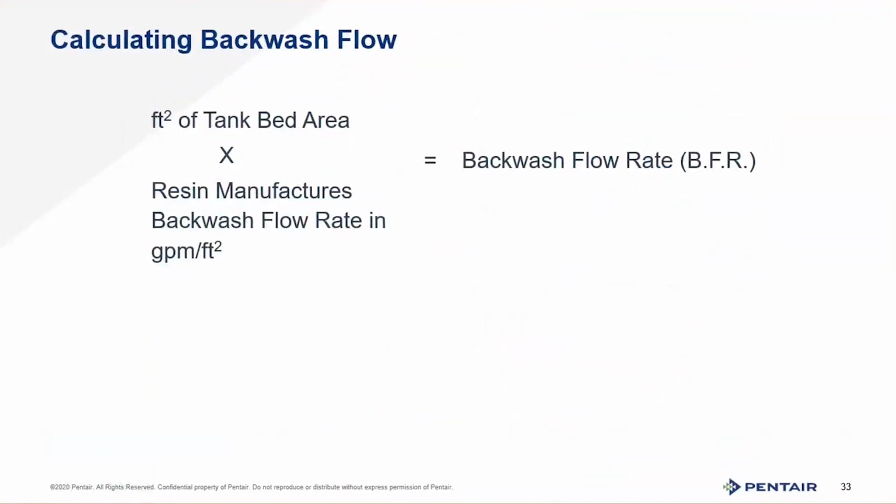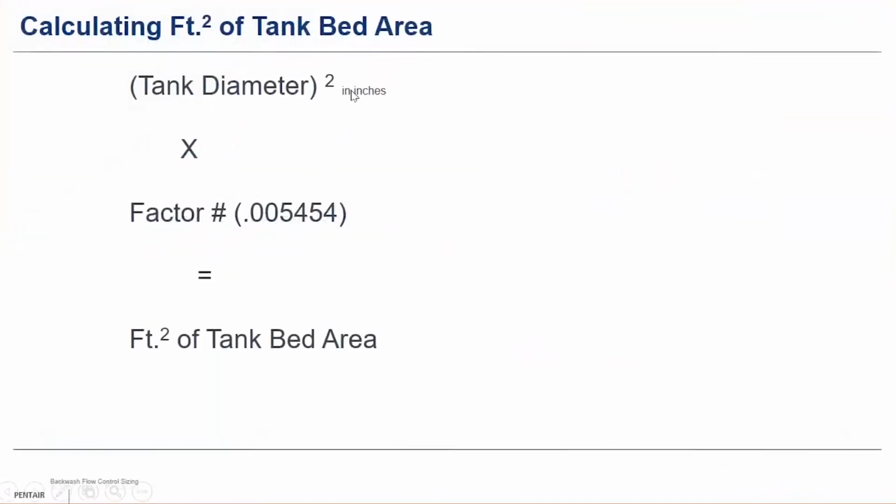So this is where I need to do a little more math on the square feet of a bed of a tank. So we need the square feet of the tank bed area times the resin manufacturer's backwash flow rate in gallons per minute per square foot of resin. This is based on the size of the column of the tank, that flat surface at the top, not the overall depth of the bed, because we're lifting it up, okay? This is equal to the backwash flow rate of your system. So if you take the diameter in inches, you square it, and you multiply it by this factor. I left all the crazy units off this just for simplicity. This equals the square footage of the tank bed in area.